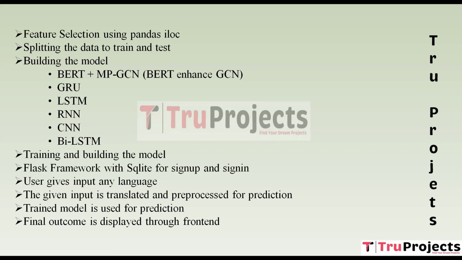CNN, Convolutional Neural Network. CNNs are primarily used for image analysis, but they can also be applied to text data for tasks like text classification and sentiment analysis. CNNs capture local patterns and features in the data. This module involves using CNN layers in your model for text classification.